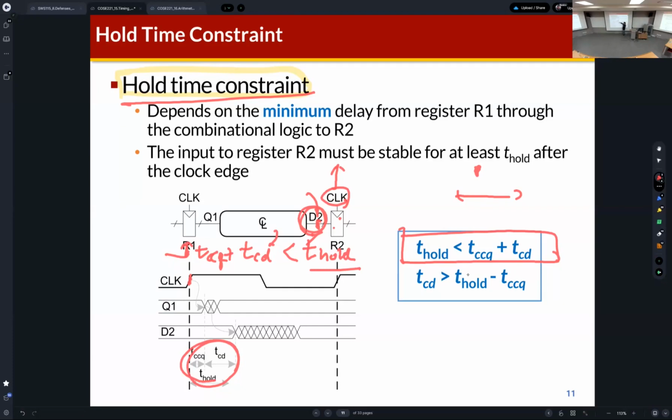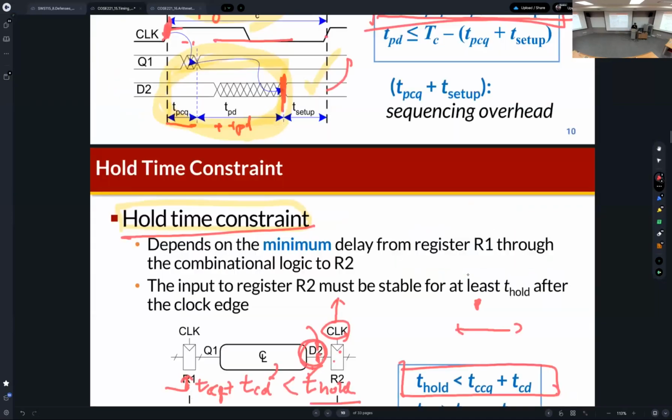Between the two flip-flops, there is combinational logic. And the delay of this path, which means from the output of the first flip-flop until the input of the next flip-flop. This propagation delay determines the clock frequency.